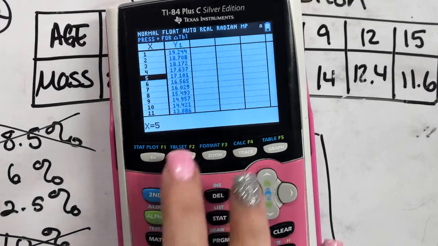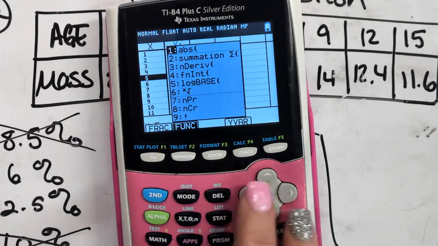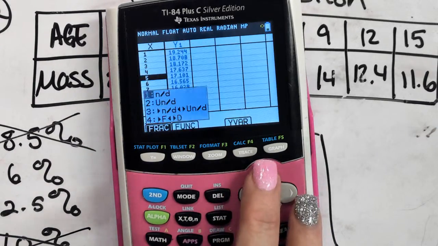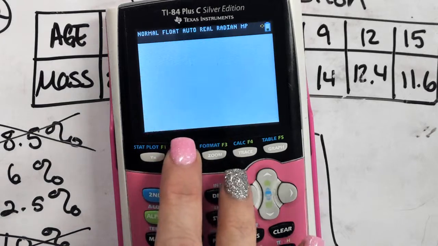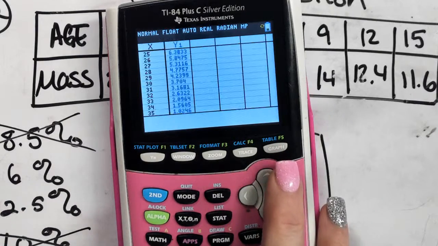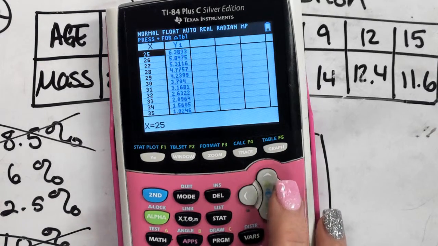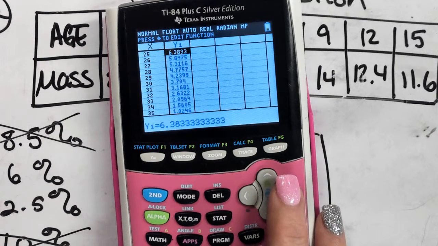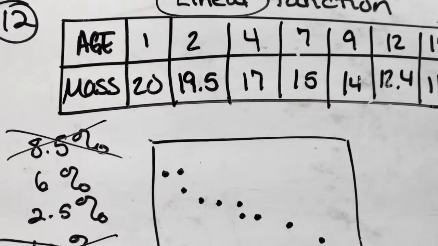So remember, I can do second table set. You could also hold it down. Hold on, I went over there. Second table set. I can change that to 25 and then go back to my table and it'll take me there. You could hold your button down to get there. 6.3833. Which one's it going to be? Yep, right there. All right, watch that again if you need to. That's a really good one.